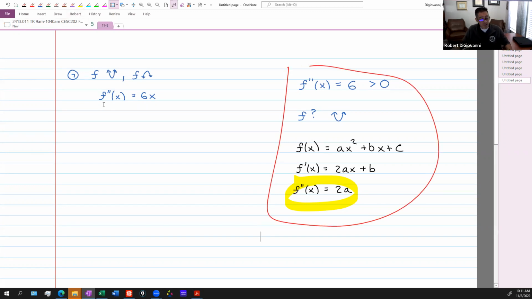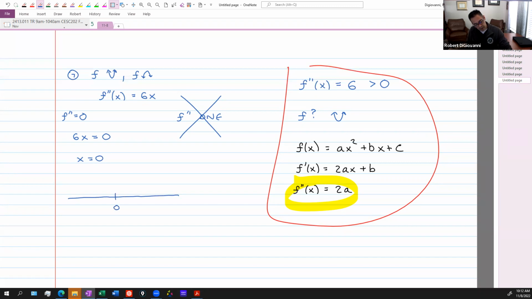All right, so for us, the second derivative is 6x. So what I'm going to do now is figure out where the second derivative is 0, and where the second derivative doesn't exist. Let's take care of that one first. That's never going to happen because the second derivative is 6x. It's a very nice, very well-behaved function. I set the second derivative equal to 0. I get 0. Nice, clean, easy answer. I draw a number line. I put 0 on here.